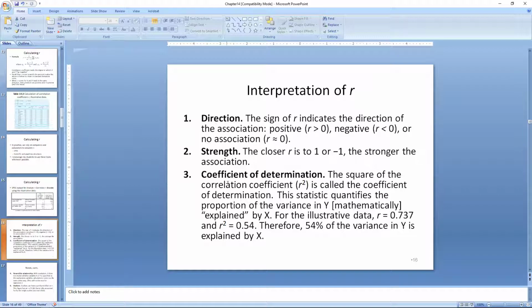The coefficient of determination is the square of the correlation coefficient, r squared. That's what it's called. This just quantifies the proportion of the variance in y mathematically explained by x. So for the illustrated data, we had an r value of 0.737, and if we were to square that, you get r squared equals 0.54. Therefore, 54% of the variance in y is explained by x. That's how we determine the coefficient of determination.